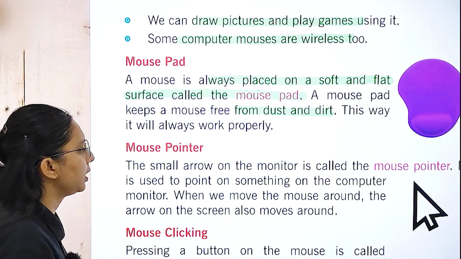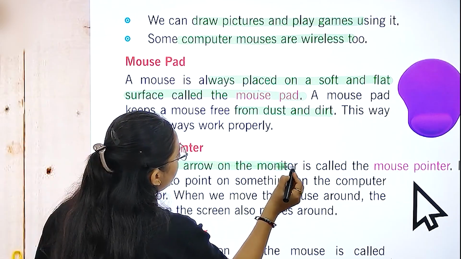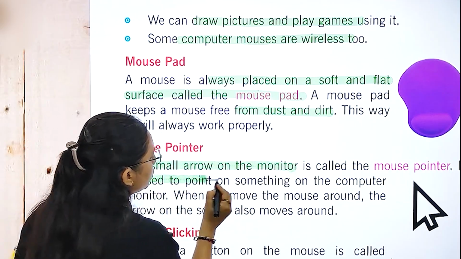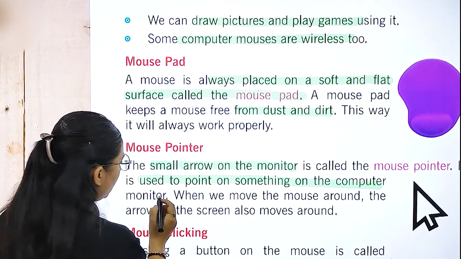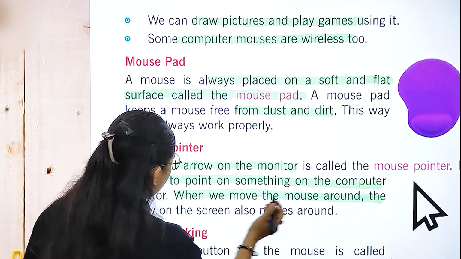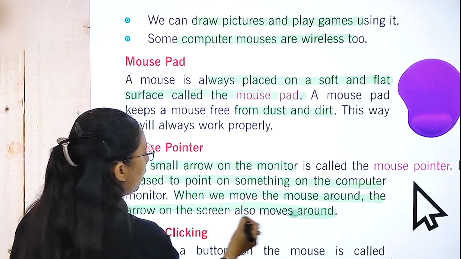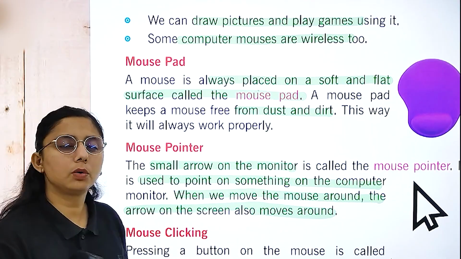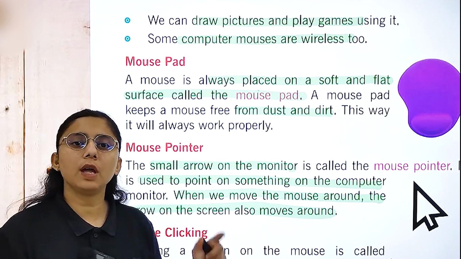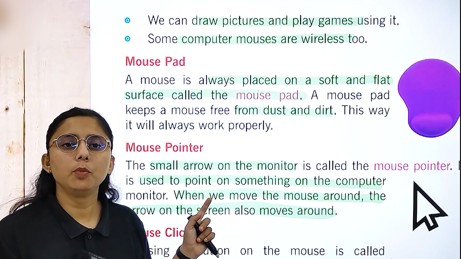Next is mouse pointer. Small arrow on the monitor, it is called mouse pointer. It is used to point on something on the computer. When we move the mouse around, the arrow on the screen also moves. As soon as you move the mouse pointer, the arrow on the screen will also move.